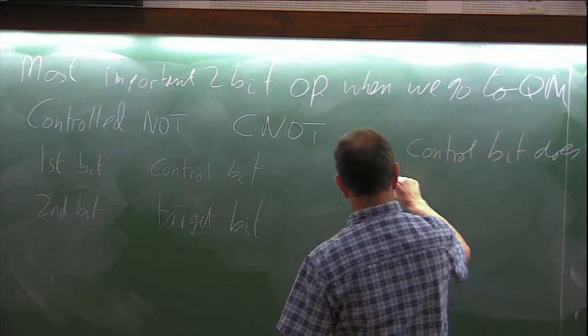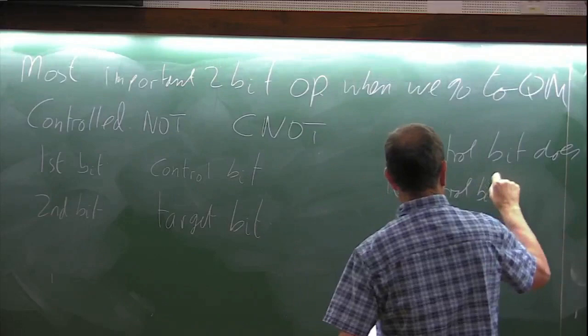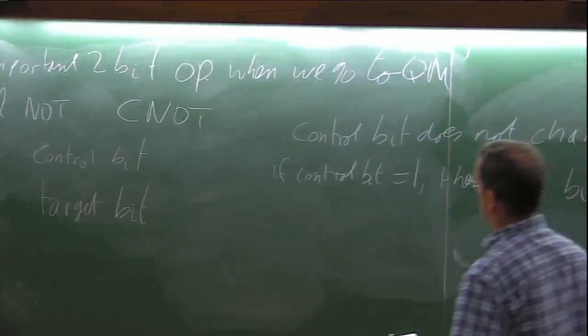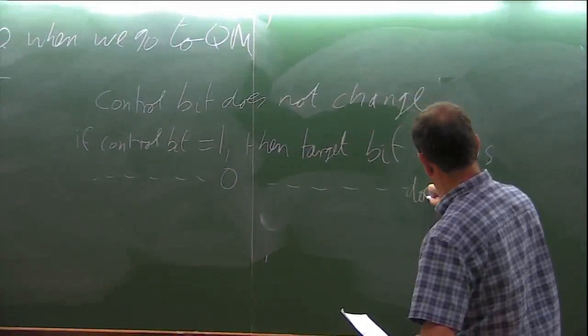So if the control bit equals 1, then the target bit flips. If the control bit is 0, then the target bit does not flip.